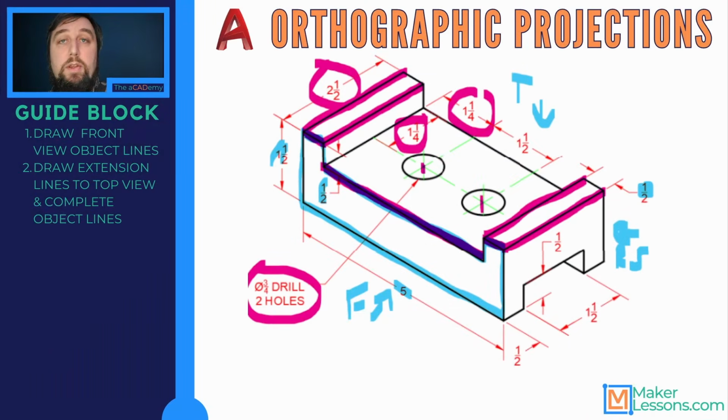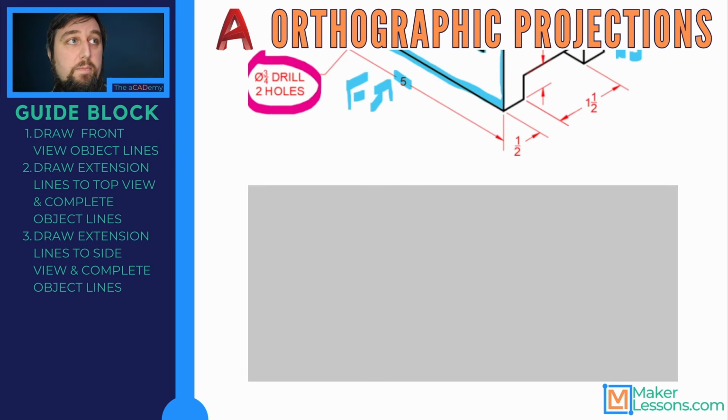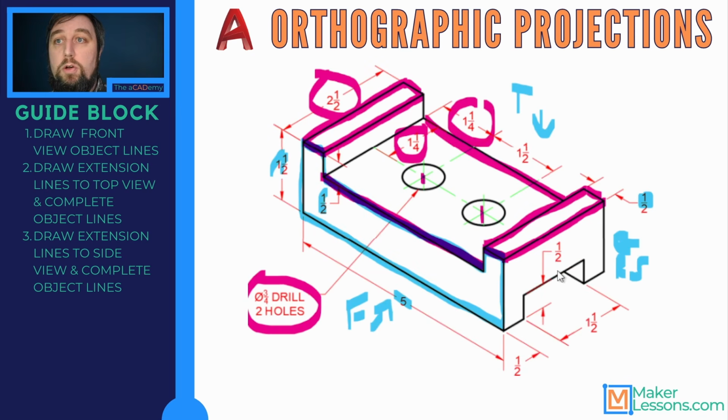Are we done with all of this? Yes, because we also have this line done as well, and there's no other object lines for our top view. Next step is to draw all our extension lines for our side view and get all our object lines for that. So our side view is right here, and we aren't going to have to measure much because we're going to be able to transfer over a lot of what we've already drawn from our front and top views.